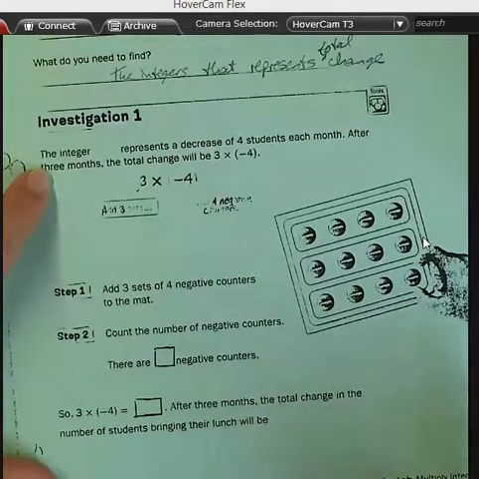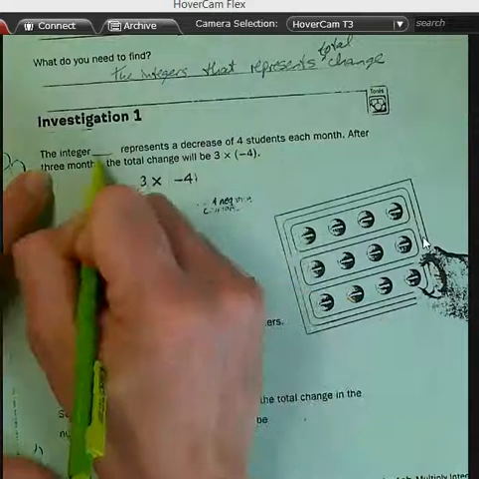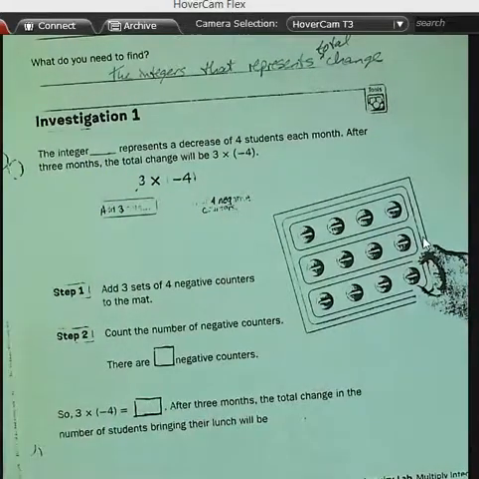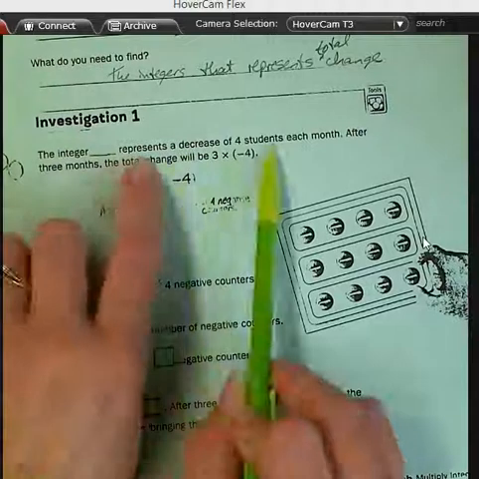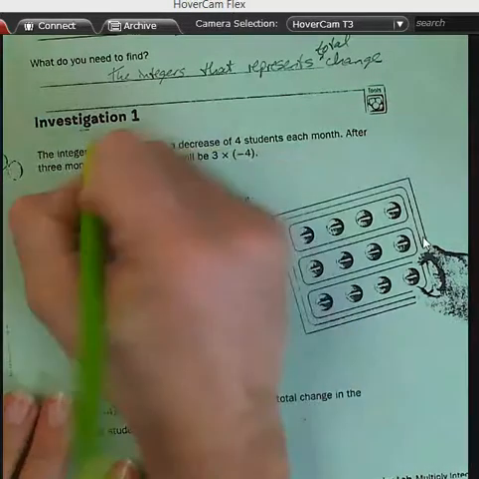The integer, what integer represents a decrease of 4 students? There's supposed to be a line there. You can't see it. What integer represents a decrease in 4 students per month? It's a number. It's an integer. Someone tell me? Someone said it. Thank you. It's -4.